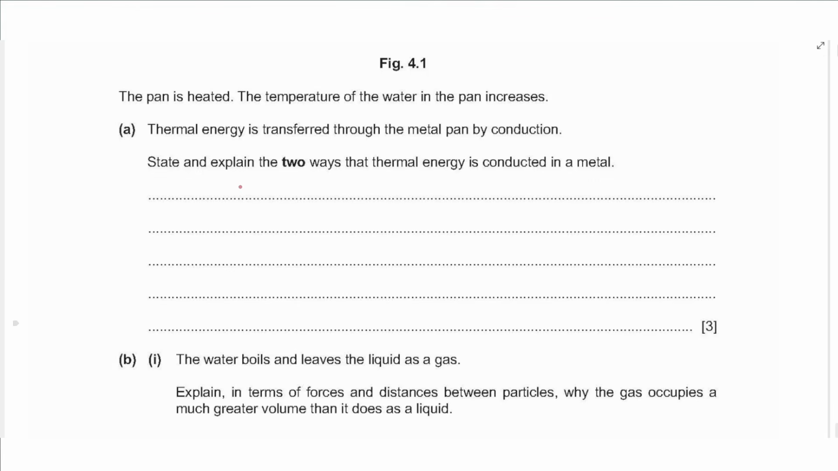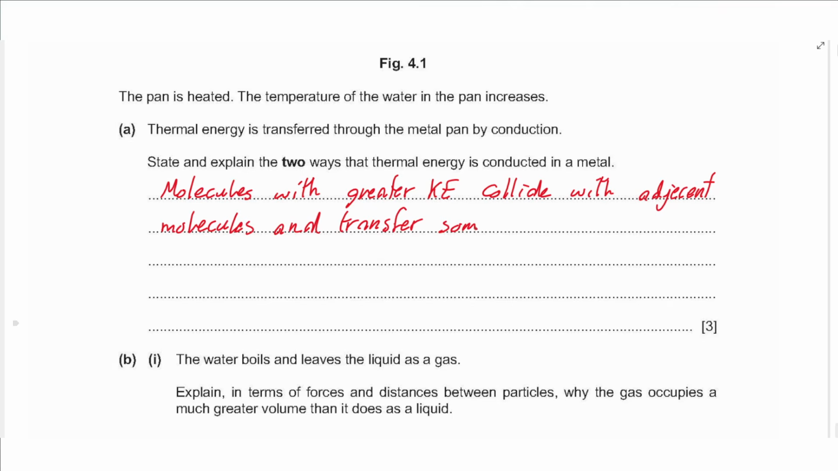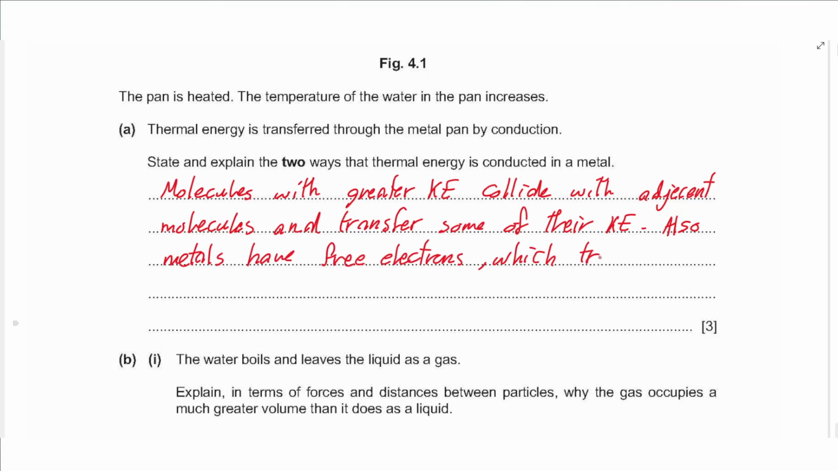First, in general, conduction is the bombardment or collisions between neighboring molecules and transferring some of the kinetic energy. And in metals, there are also free electrons that travel between atoms or between molecules and share energy. So that's what we're going to write. Molecules with greater kinetic energy collide with adjacent or neighboring molecules and transfer some of their kinetic energy. Also, metals have free electrons which travel between molecules and transfer energy.